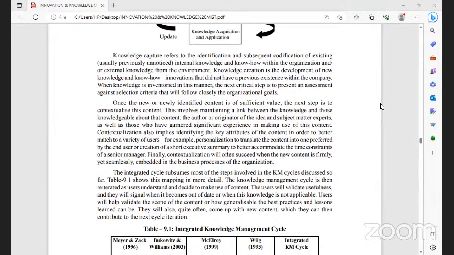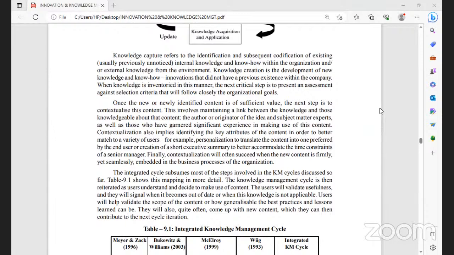Means ultimately by implementing proper decision making with this integrated knowledge management cycle, we will be reaching the organizational goals and organizational objectives, which are made with vision and mission in the real time scenario. Once the new or newly identified content is of sufficient value, the next step is to contextualize this content. This involves maintaining a link between the knowledge and those knowledgeable about that content, the originator of the idea and subject matter experts, as well as those who have significant experience in making use of this content.